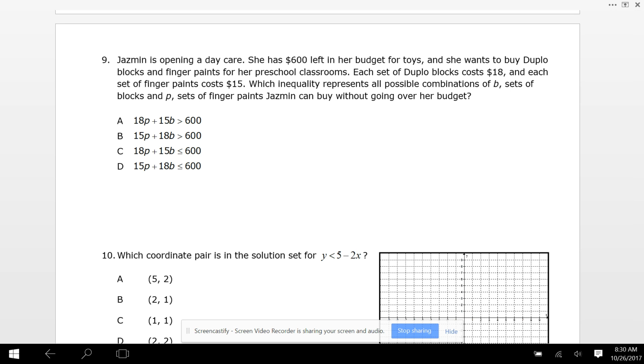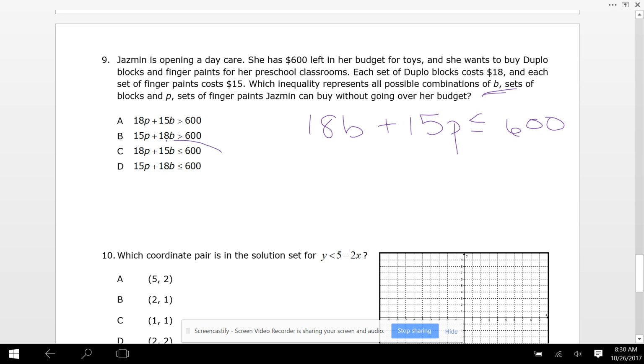Okay, so we have $18 for Duplo blocks and $15 for finger paints. And she has $600, so she wants to spend less than that. So this has to be less than or equal to 600.